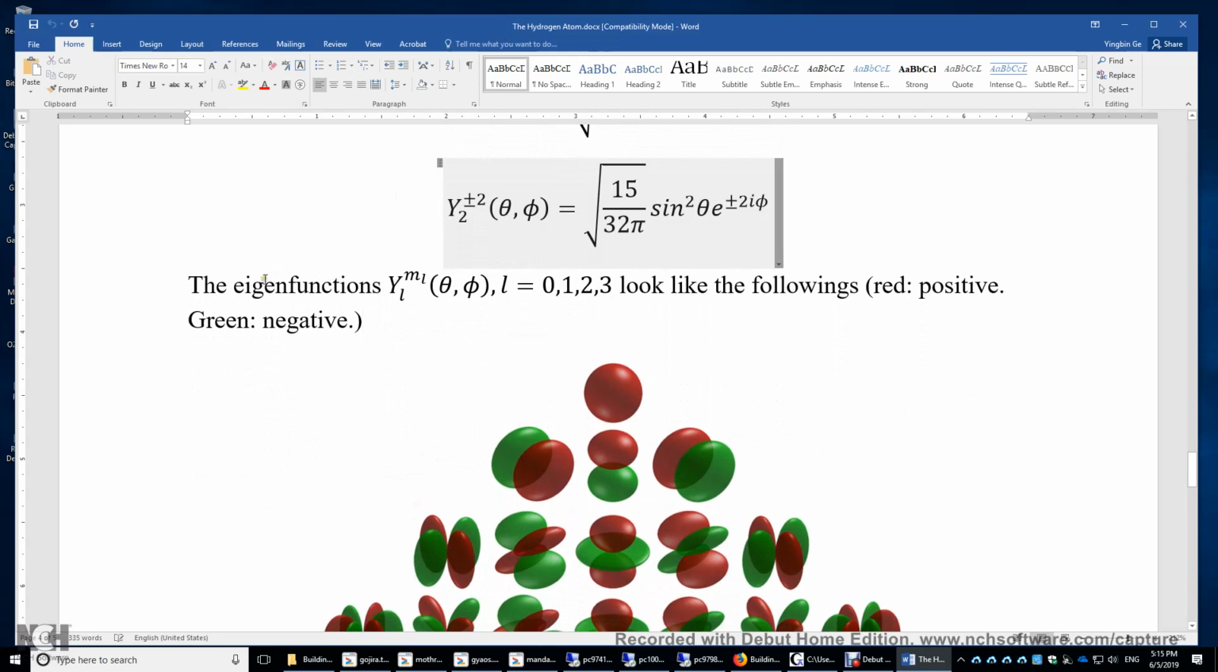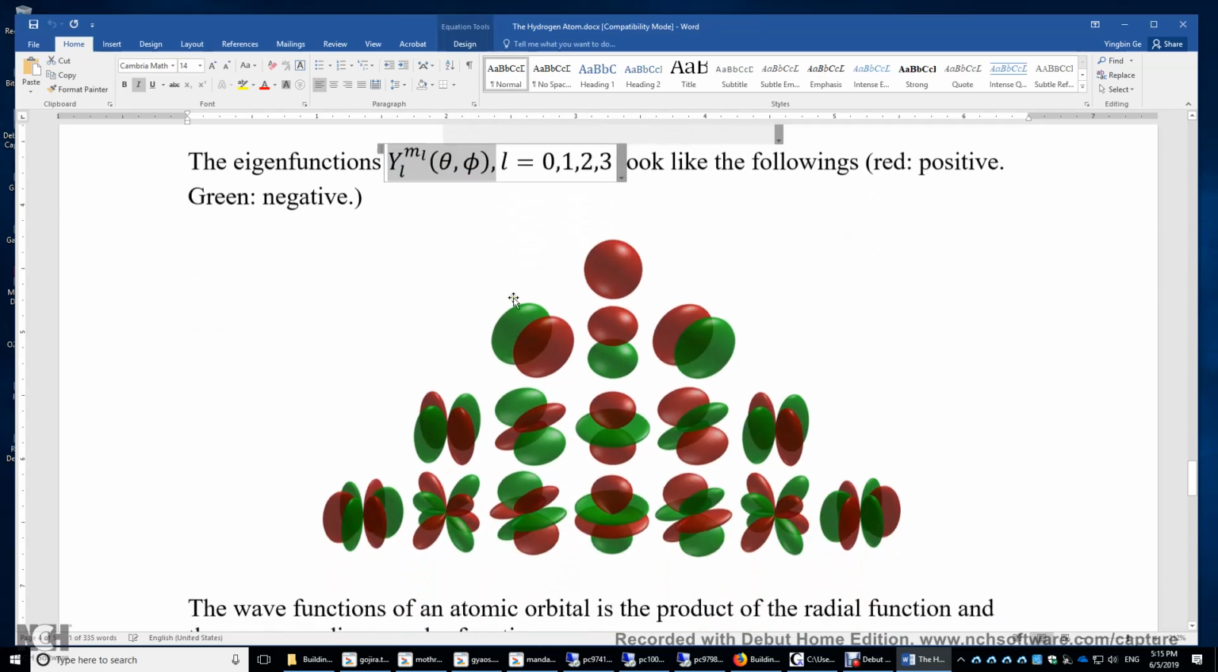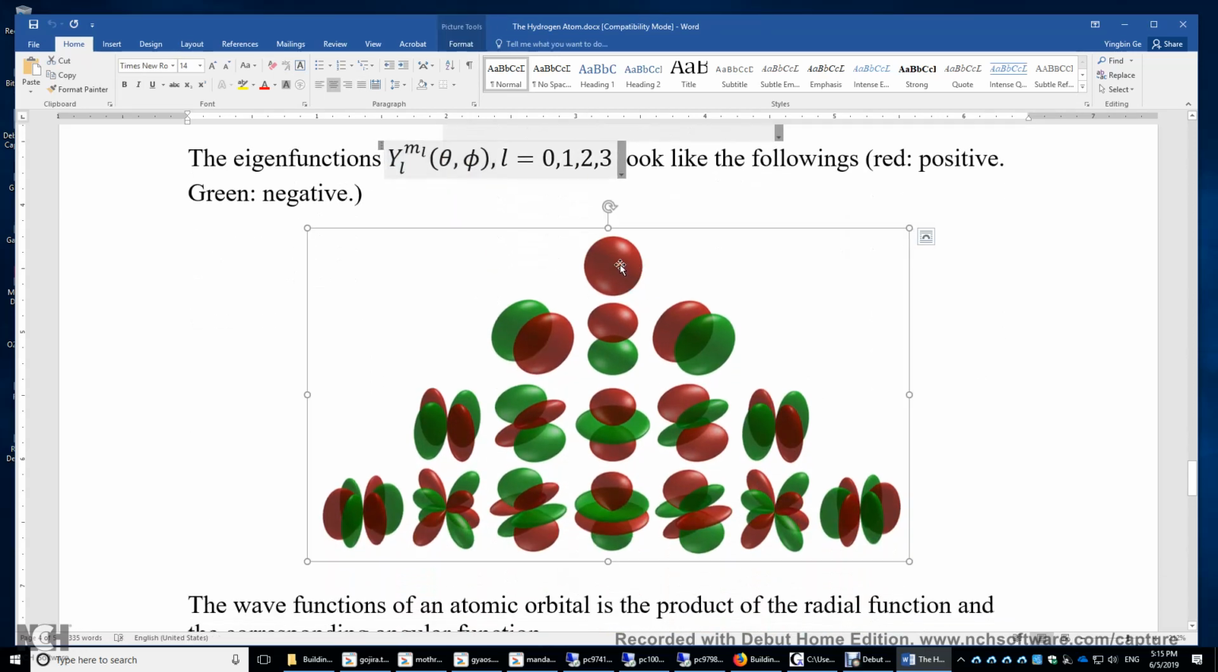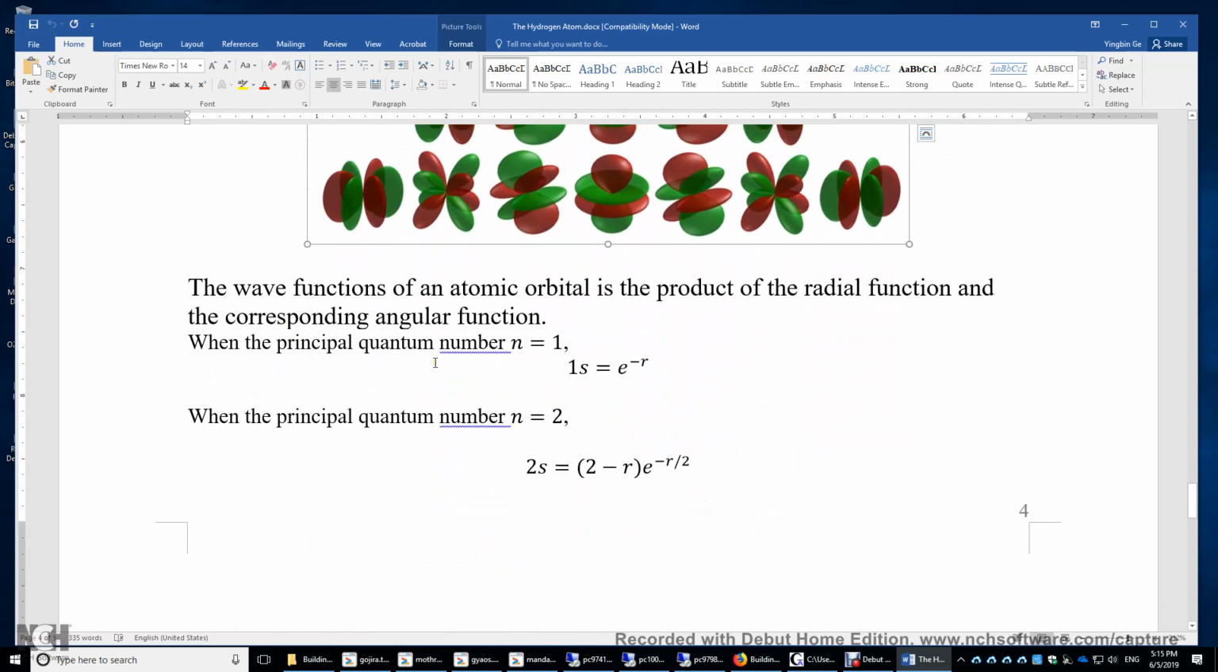And then these angular functions look like this. This is the first one when L equals 0, m sub L equals 0. Over here, when L equals 1, we have actually 3 p-type orbitals. And then this is when L equals 2, when L equals 3. So now we need to combine the radial function of r and the angular function of theta and phi. We will be able to construct the wave functions of all the atomic orbitals in the hydrogen atom.